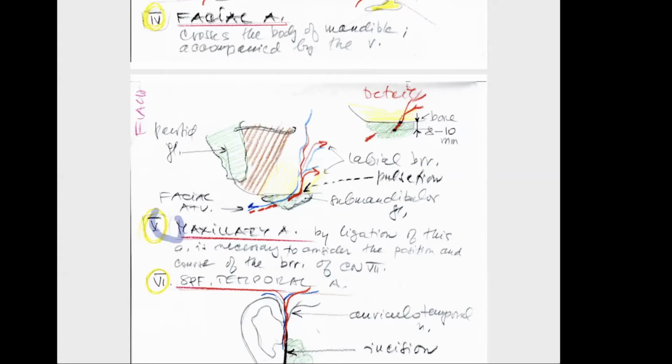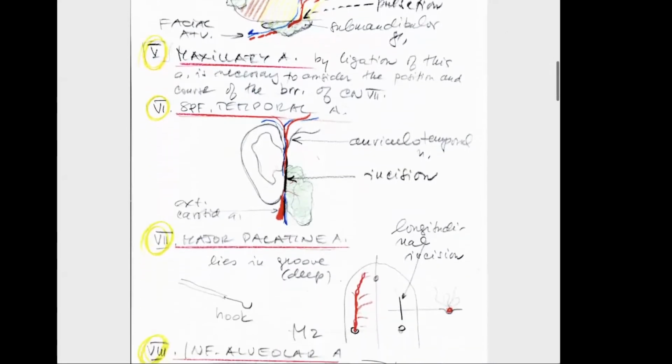The next artery is the maxillary. We know that the maxillary artery is specific because it crosses medially the neck of the mandible. The fact is that we are considering the position and course of the branches of cranial nerve number 7, but they are situated more superficially, so they pass through the parotid gland. So the maxillary artery, we remember, is the terminal branch of the external carotid.